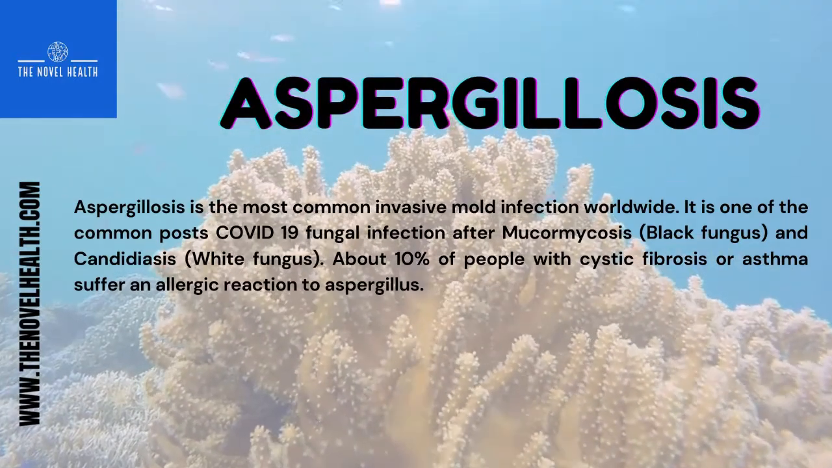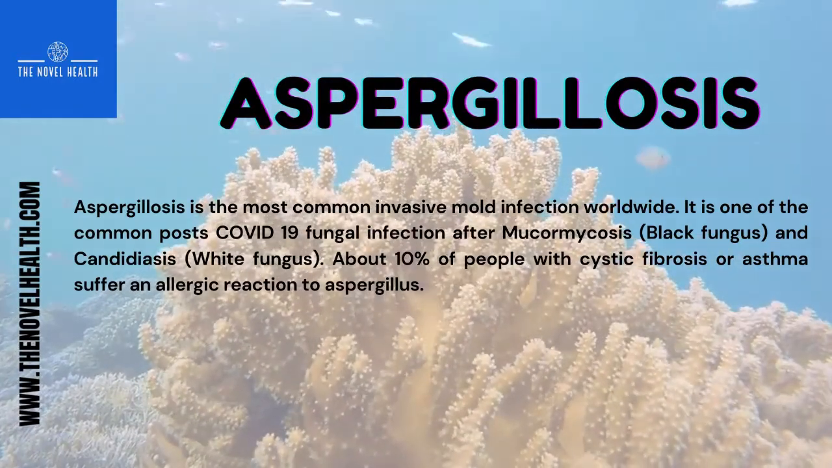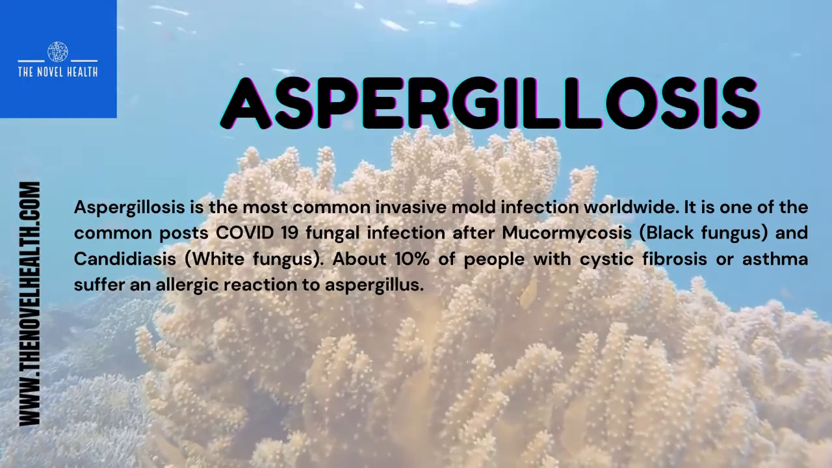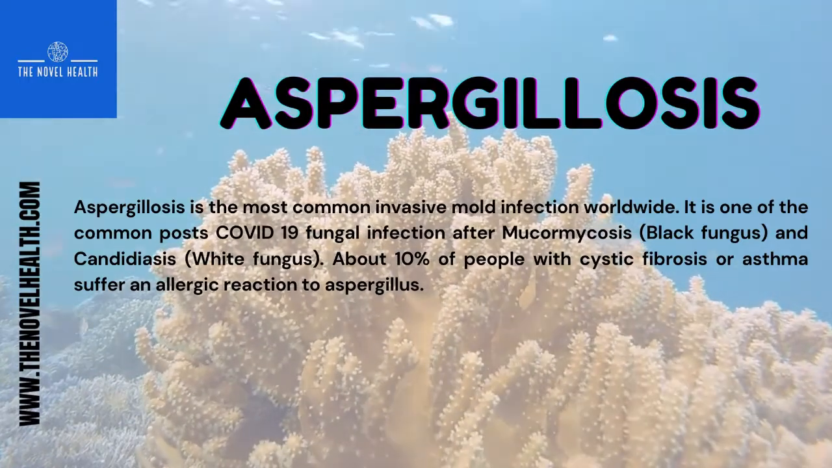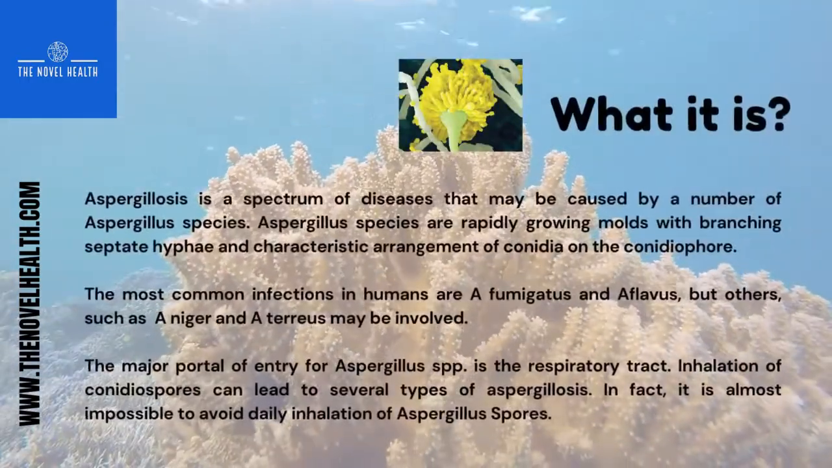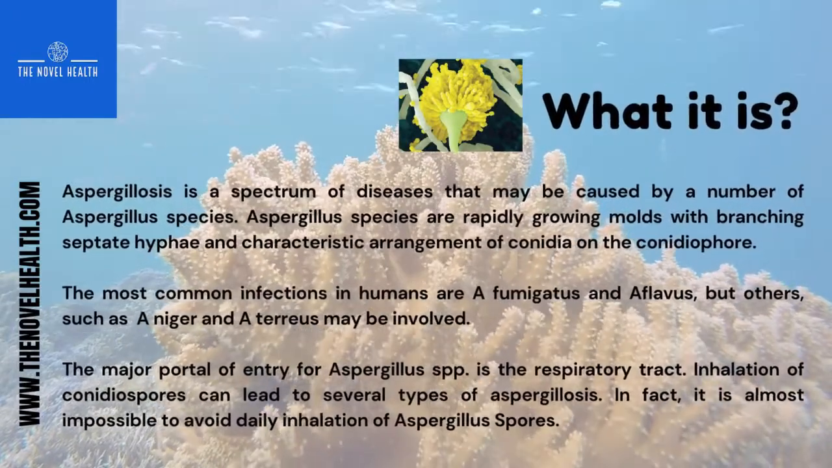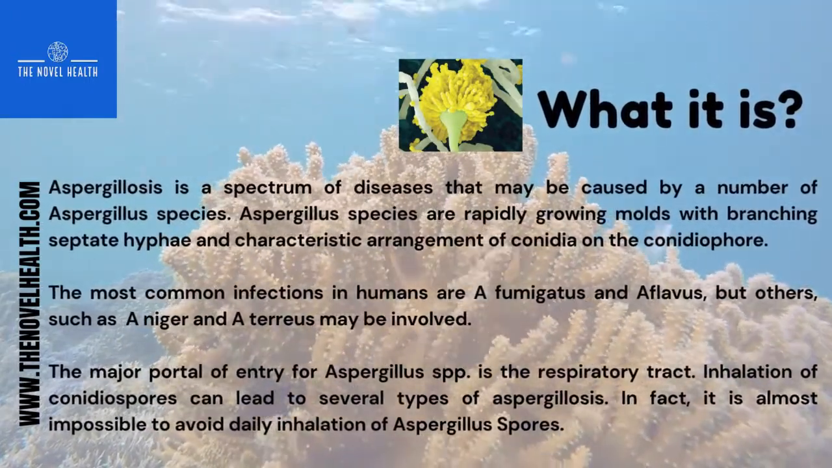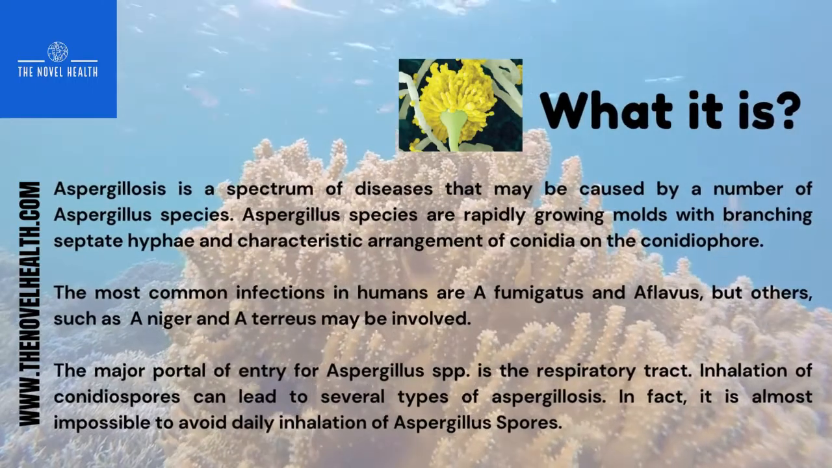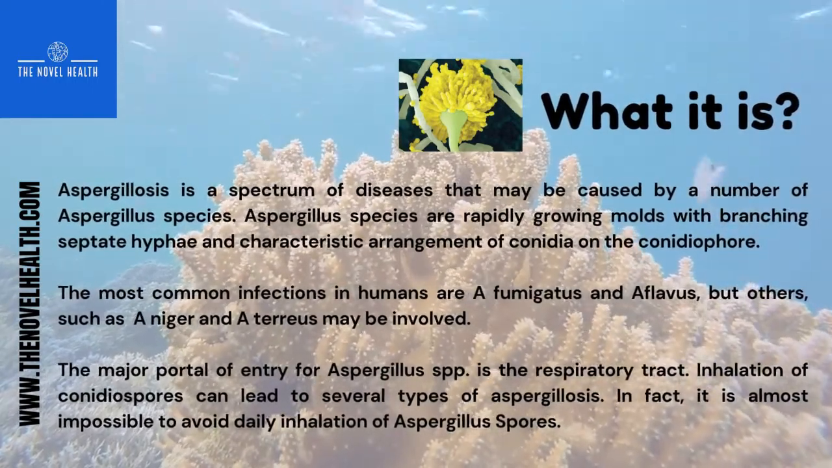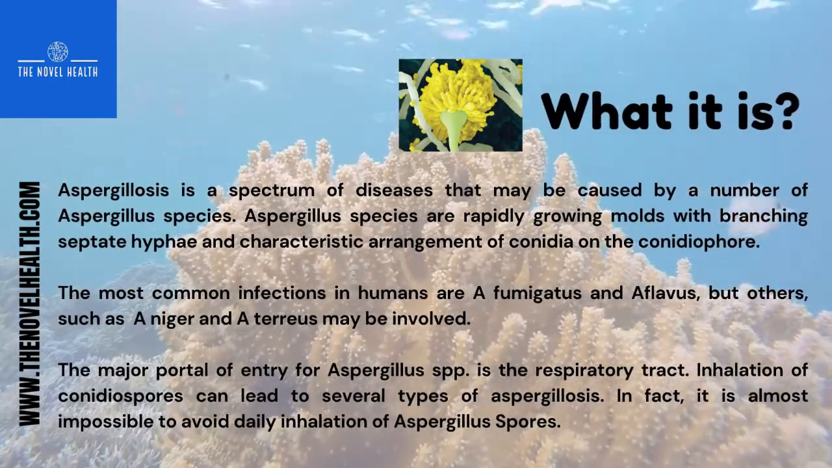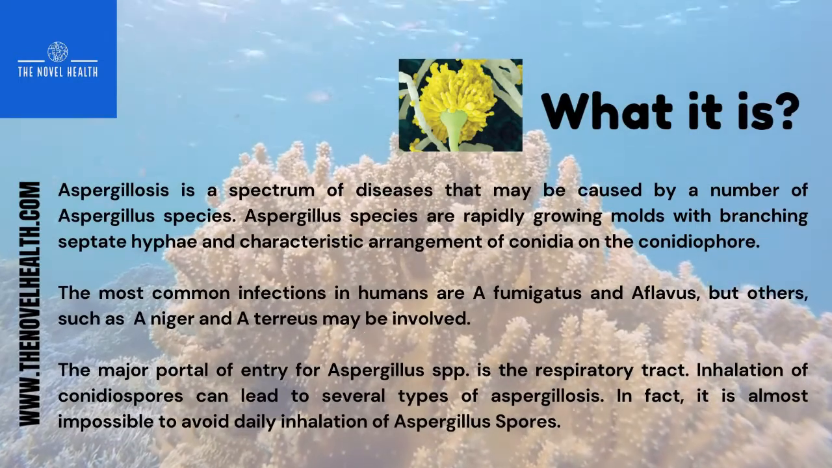Aspergillosis is a spectrum of diseases that may be caused by a number of Aspergillus species. Aspergillus species are rapidly growing molds with branching septate hyphae and characteristic arrangement of conidia on the conidiophore. The most common infections in humans are A. fumigatus and A. flavus, but others, such as A. niger and A. terreus, may be involved.